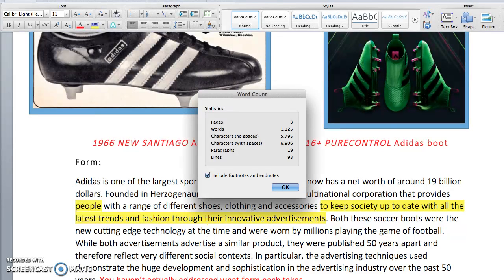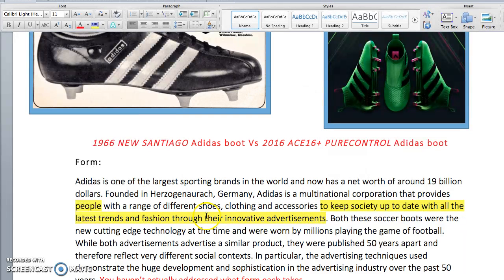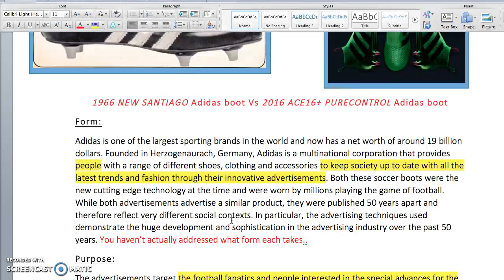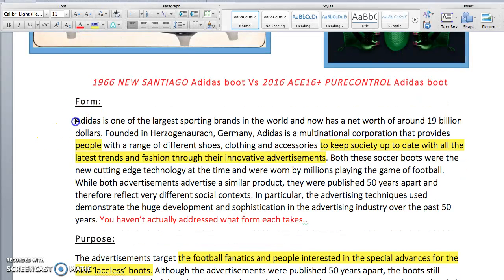So the first thing I notice is you are over the word count, so you're going to need to do some cutting. I think here, when you talk about form, this is more social context because you haven't actually addressed what form each advertisement takes. You need to go back to the task sheet. You need to have a look back at the PowerPoint.